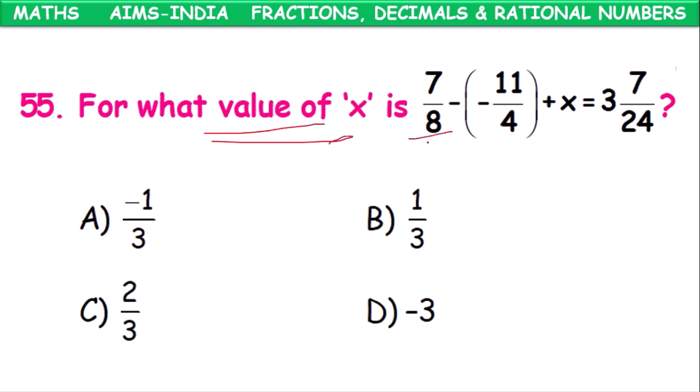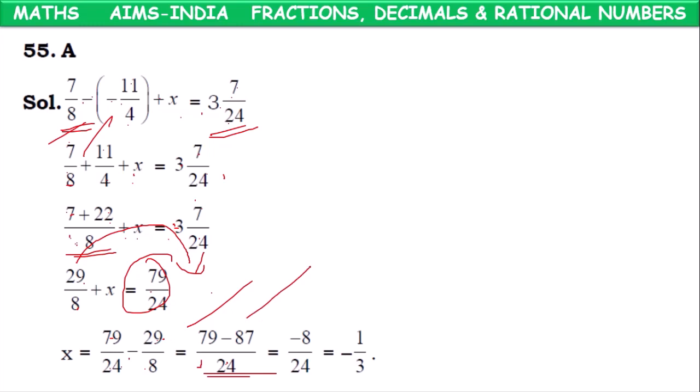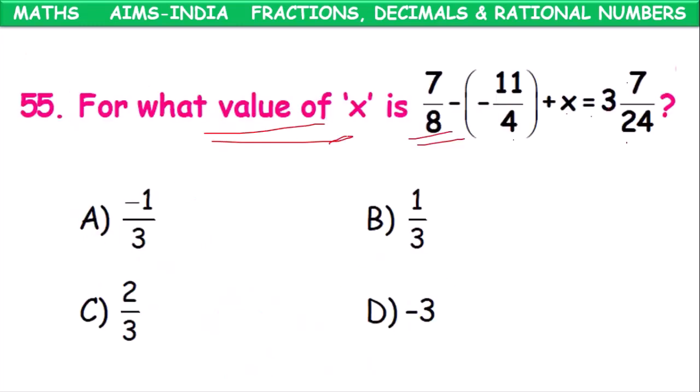So, for what value of x is 7 by 8 minus of minus 11 by 4 plus x equal to 37 by 24? 8 and 4, LCM 8. 8 1 is 8, 1 into 7, 7. 4 2 times 8, 2 into 11, 22. Plus x equals 37 by 24. 24 3 times 72 plus 7, 79 by 24. This value will come to the right hand side, 7 plus 22, 29 by 8. Minus 29 by 8, LCM 24. 24 1 times 24, 1 into 79, 79. 8 3 times 24, 3 into 29, 87 by 24. 79 minus 87, minus 8 by 24, which equals minus 1 by 3. The x value is minus 1 by 3.